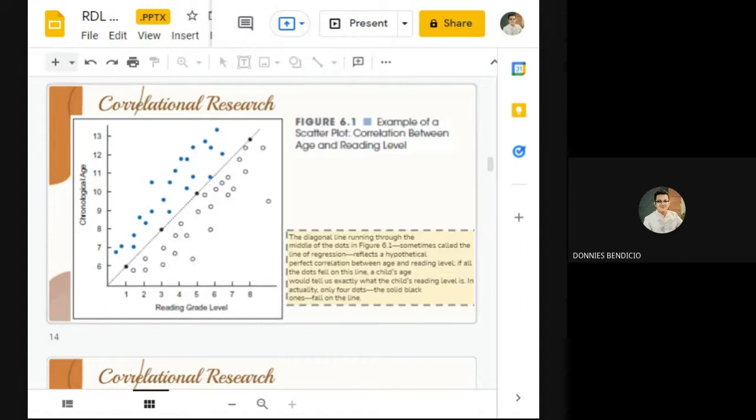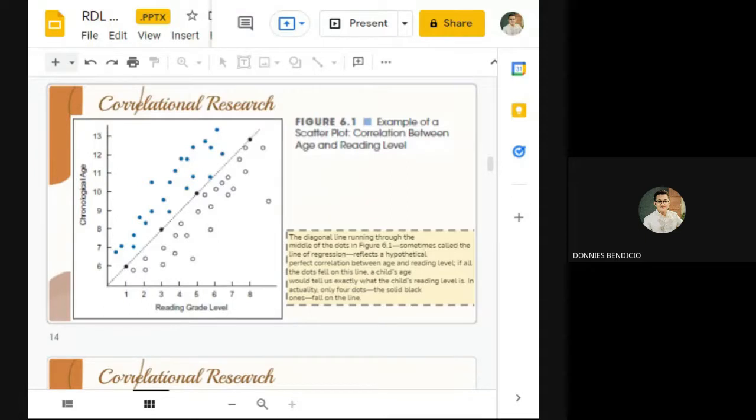Okay? So, the diagonal line right here, ito nakikita ninyong linya na ito, yung pataas na yan, through the middle of the dots, sometimes called the line of regression. Yan. So, dito pumupunta yung linya na yan, sa gitna na yan. Okay, so papansin niyo, papunta siya dun sa taas, pataas. Ito ay positive correlation na tinatawag. Kasi habang tumataas itong y-axis, tumataas din yung sa x-axis niya, naunawaan ba natin?